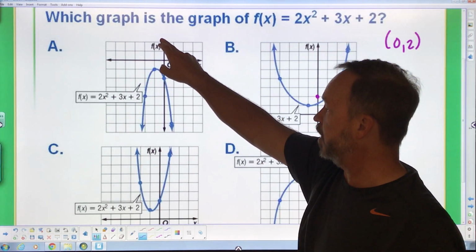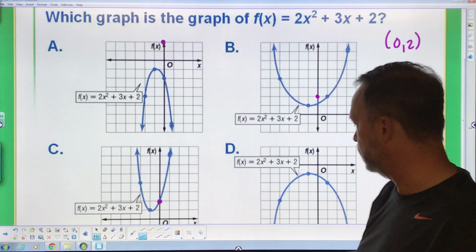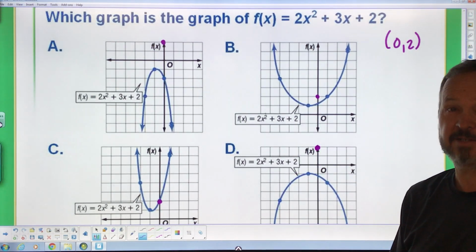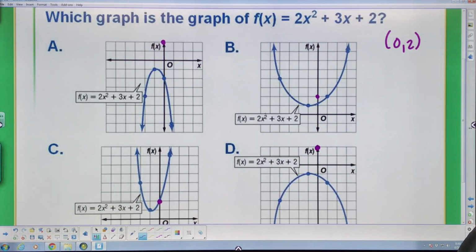Here's 0, 2, not on the graph. Here's 0, 2, not on the graph. Here's 0, 2, on the graph. Here's 0, 2, not on the graph. The answer is C. Now that's pretty lazy. I didn't do any other points. I did 1 point, and I was able to see that.